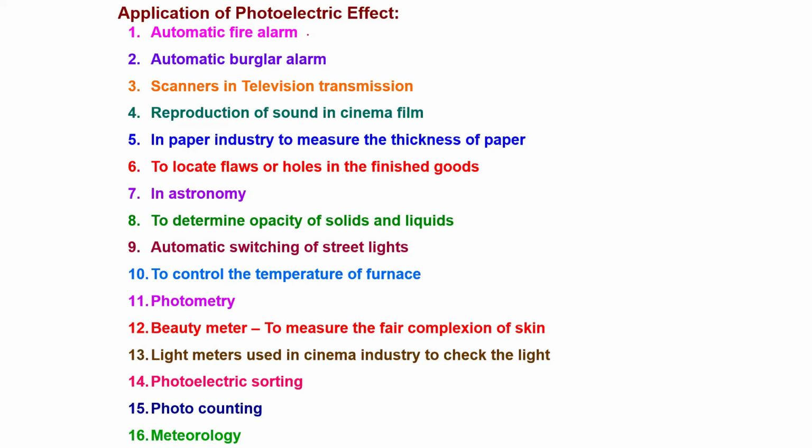Okay, the first one is the automatic fire alarm, and here also we use the photoelectric effect: when a fire comes, the electrons get produced because of that and it will sound an alarm. Similarly, burglar alarms, scanners in television transmission, reproduction of sound in cinema film, and in the case of astronomy, and in the paper industry to measure the thickness of paper and to locate flaws or holes in finished goods, and in determining the opacity of solids and liquids.